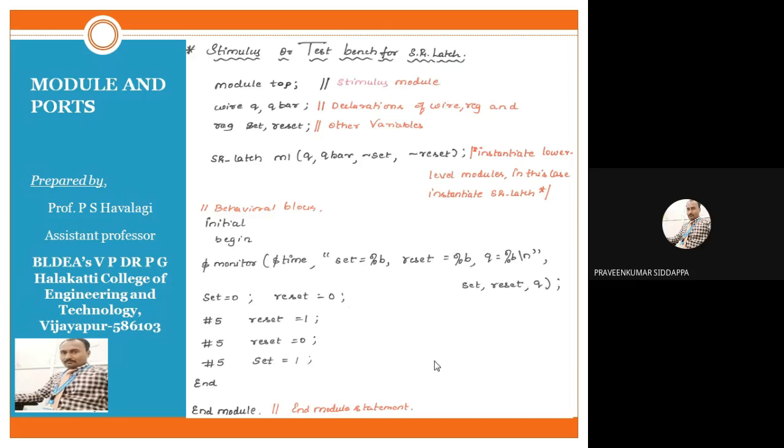Three variables we are monitoring. After that, we should write them by using commas. These three we are monitoring: set, comma, reset, comma, q. In this format, we should write the inputs given, in the monitor statement pattern.